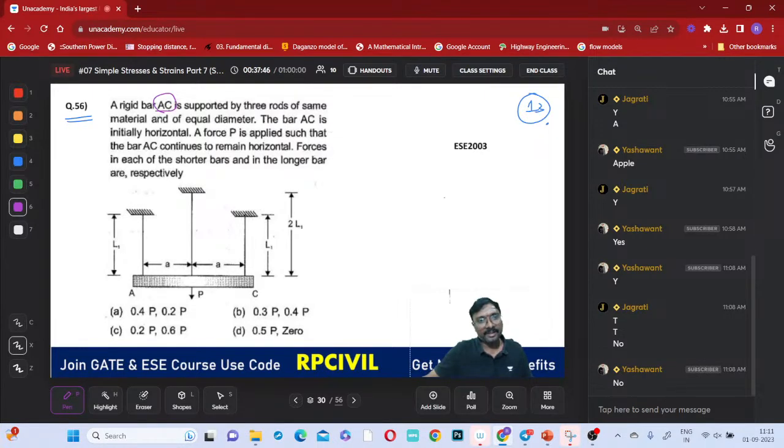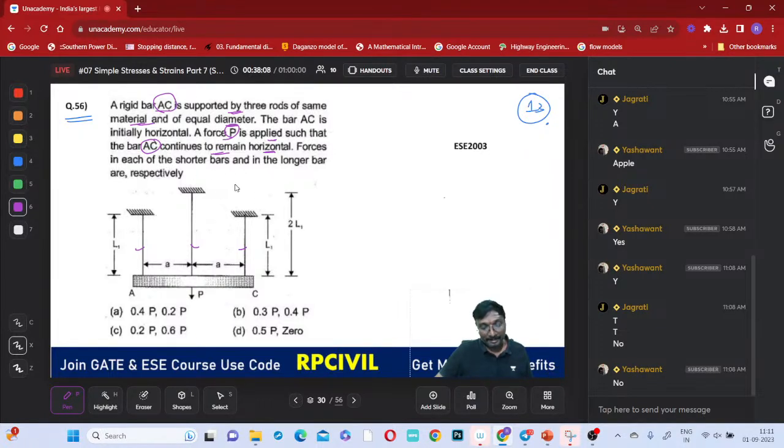A rigid bar AC is supported by these 3 rods. These 3 rods are of the same material and the same diameter, but only the lengths are different. A force P is applied such that AC continues to remain horizontal.